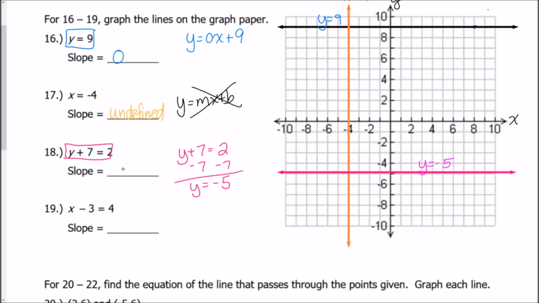So because of the fact that it's a horizontal line, our slope is 0. And same thing, my equation is technically y equals 0x minus 5. So my slope is going to be 0.